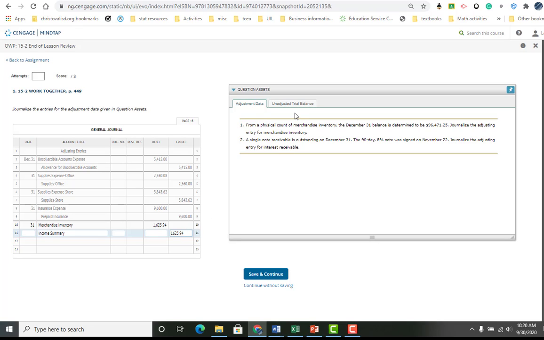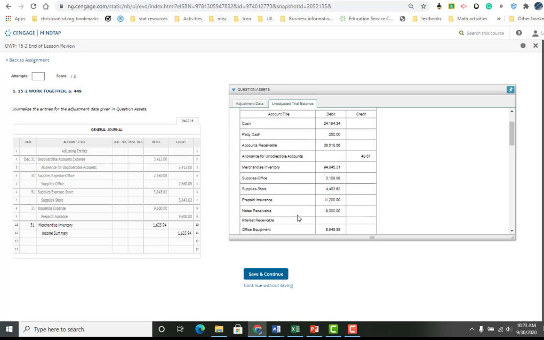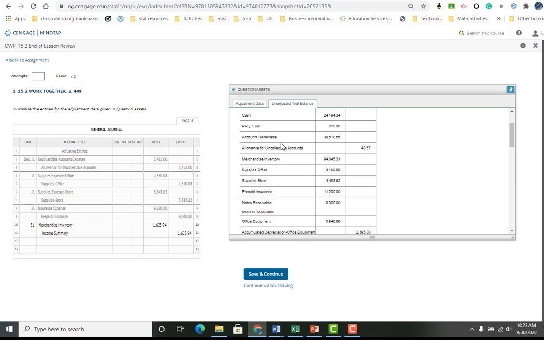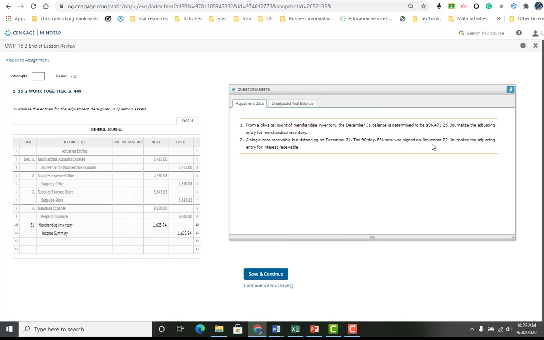Now we need to take care of the notes receivable. We have an 8% note that was signed on the 22nd of November. We need to adjust for the entry for the interest receivable. And so we are going to use the adjusted trial balance to find out how much was the note. The note was $8,000. It was signed on November 22nd, so if you count from November 22nd to the end of November, you end up with 8 days, plus the 31 days in December, gives you 39 days.